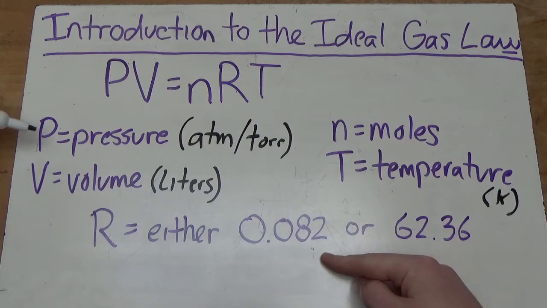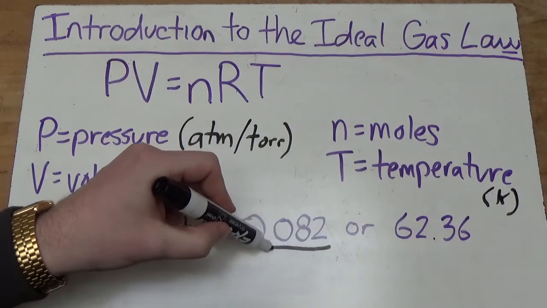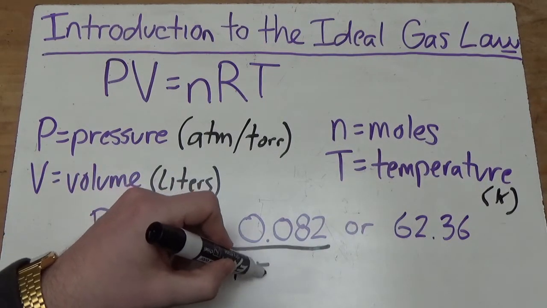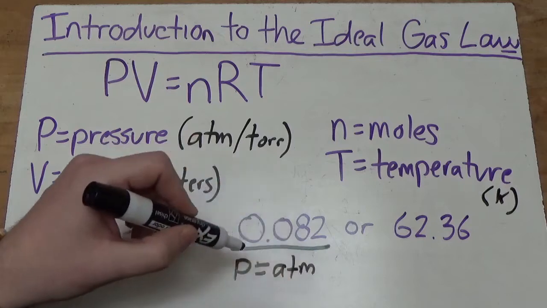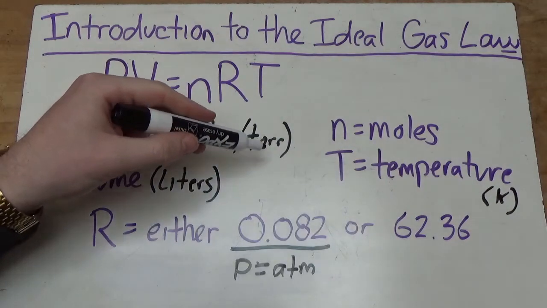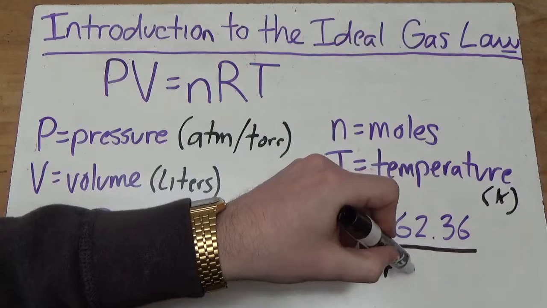If the unit of P is atmospheres, then we are going to use 0.082. If instead pressure in the problem is given in torr, then we're going to use R equals 62.36.